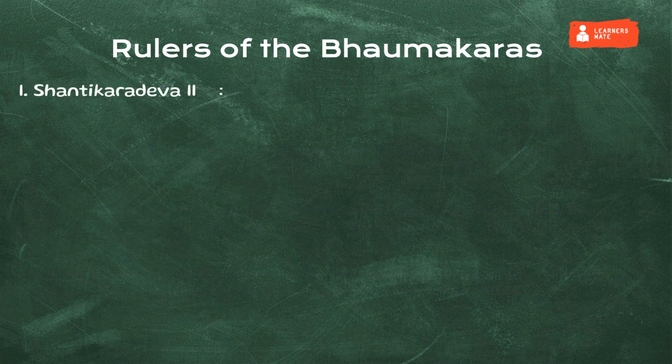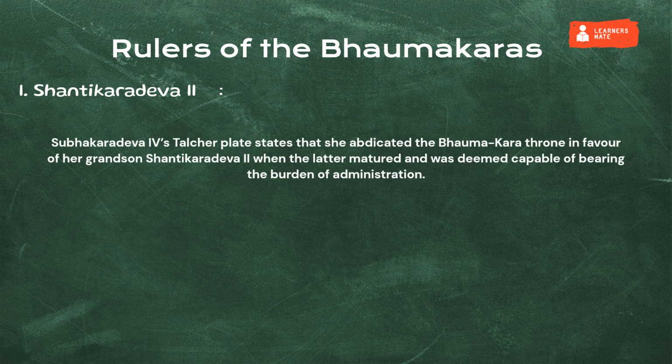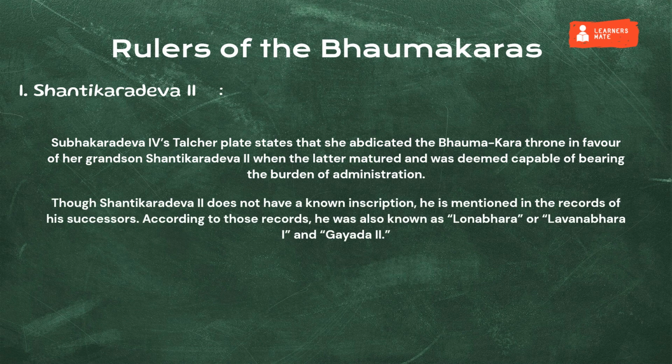The Shantikaradeva II. Tribhuvana Mahadevi I alias Goswamini Devi was succeeded by Shantikaradeva II. Subhakaradeva IV's Neulpur plate states that she abdicated the Bhaumakara throne in favor of her grandson Shantikaradeva II when the latter matured and was deemed capable of bearing the burden of administration. Though Shantikaradeva II does not have a known inscription, he is mentioned in the records of his successors.